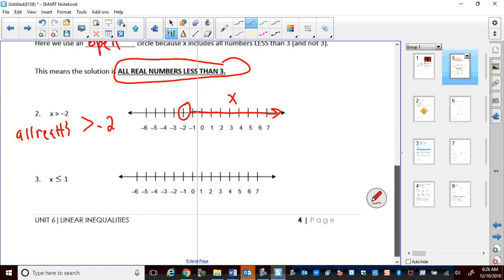Let's see. Last one. Looks like all real numbers less than or equal to 1. So they're going to be to the left of this 1. So fill it in, and it's to the left. All the numbers that are less than 1 are to the left of 1.